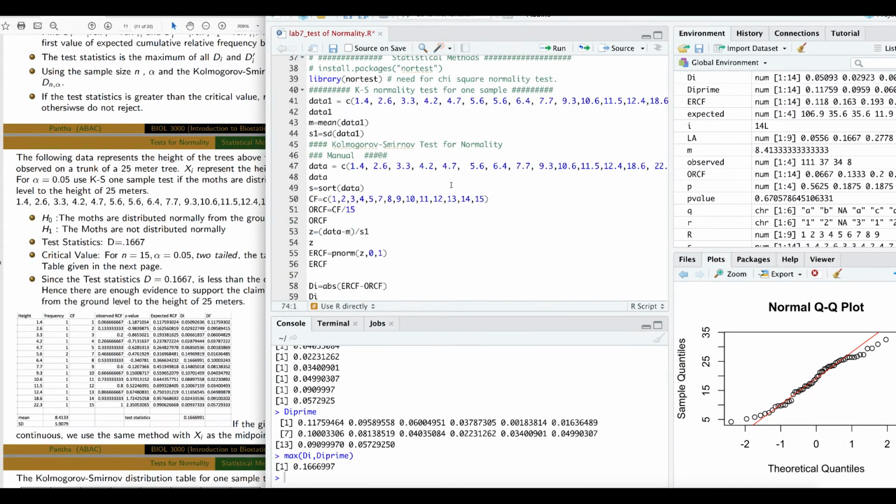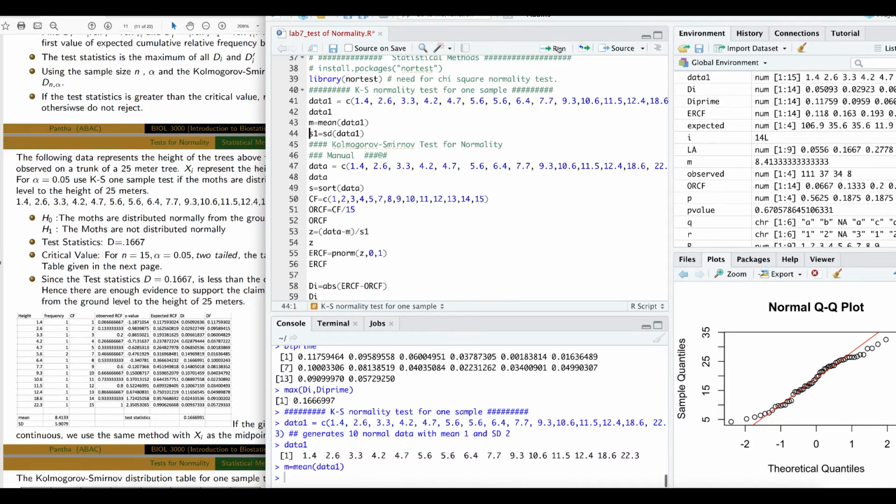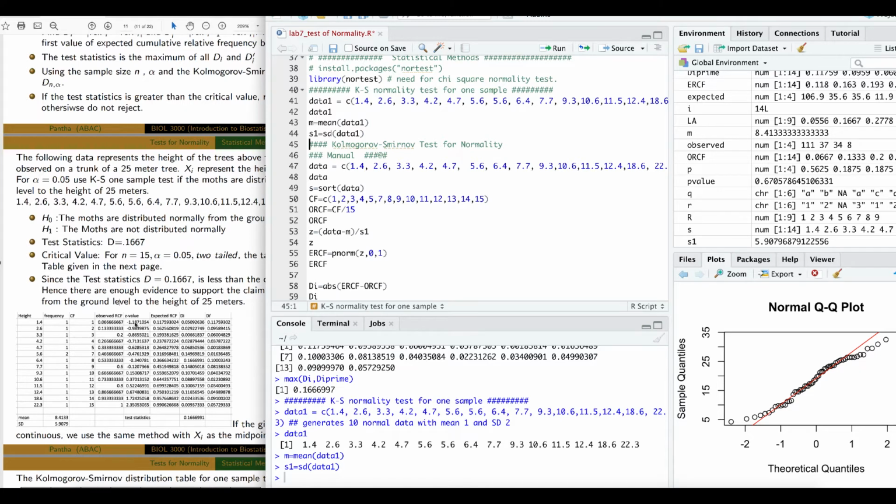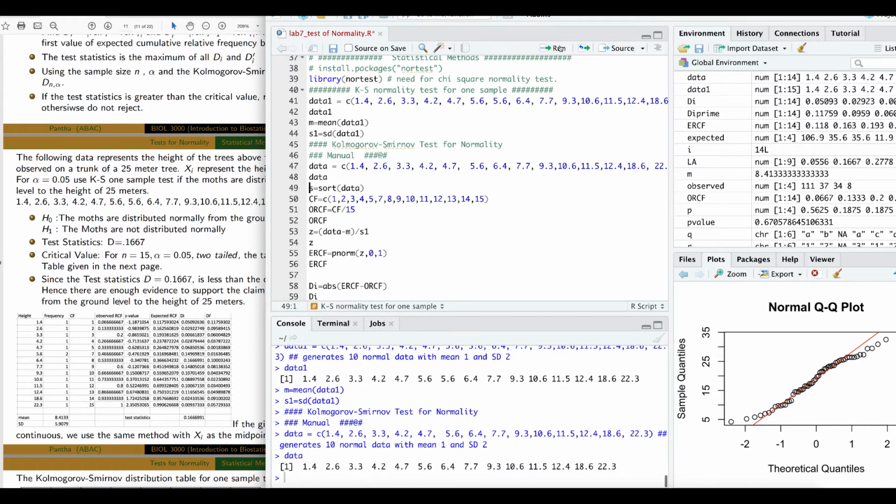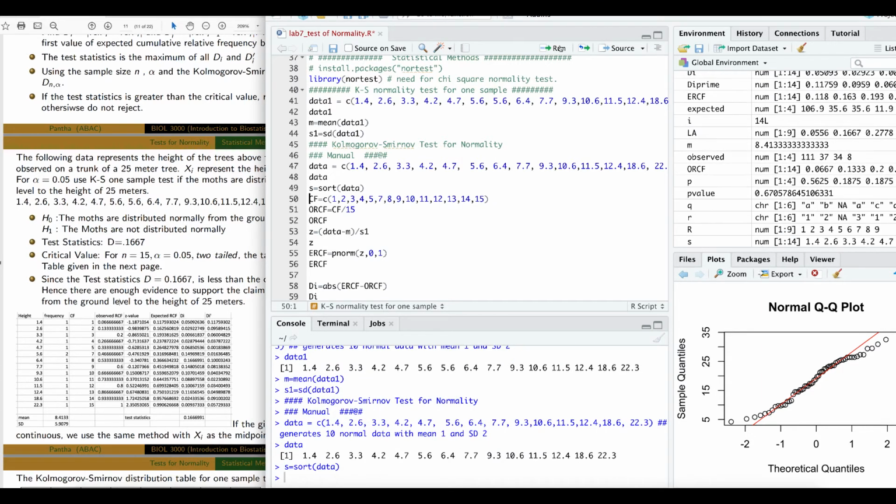Okay, so the next thing I want to show you is how to do the Kolmogorov-Smirnov test manually in R. We will do exactly the same steps. This is the data I copied from the earlier data. I'm running that, and finding the mean and standard deviation of that data. Now I'm going to copy this height and then the cumulative frequency. I gave the name data to the height data, and I stored it, and this is the cumulative frequency.